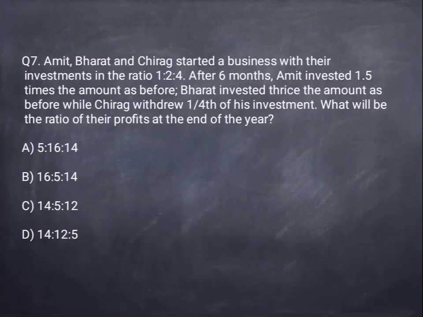Amit, Bharat and Chirag started a business with their investments in the ratio 1:2:4. After 6 months, Amit invested 1.5 times the amount as before. Bharat invested thrice the amount as before, while Chirag withdrew 1/4 of his investment. What will be the ratio of their profits at the end of the year? Option A, 5:16:14. Option B, 16:5:14. Option C, 14:5:12. And option D, 14:12:5.